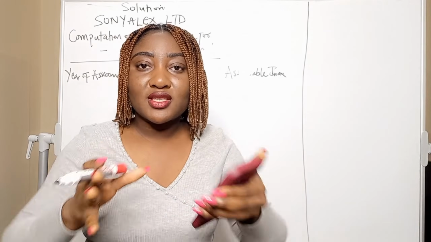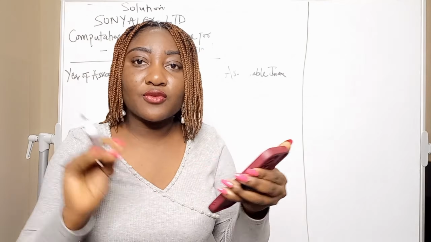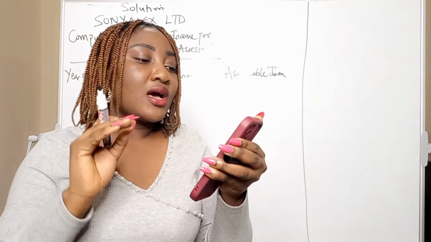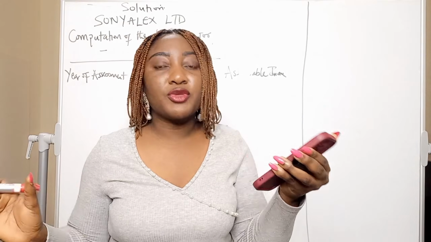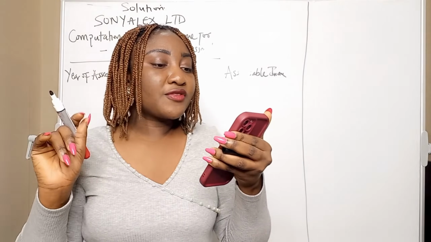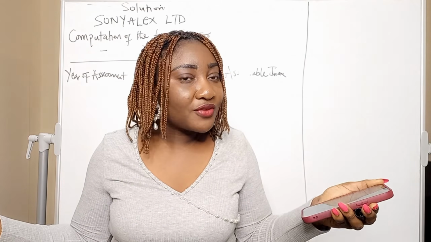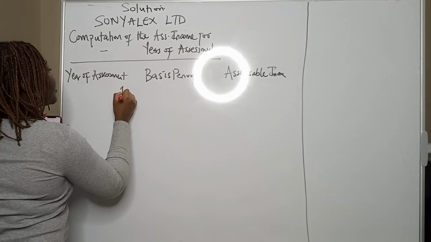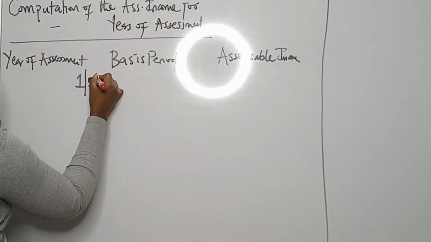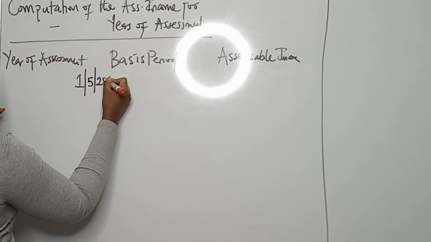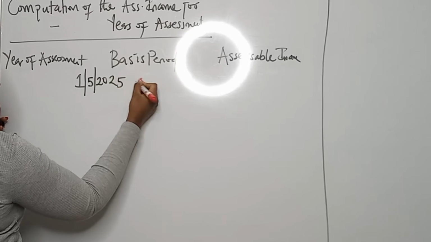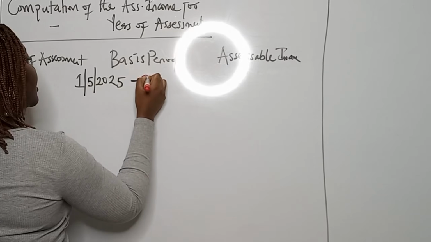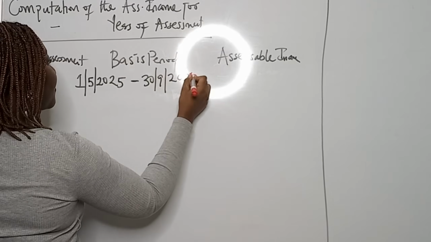So your year of assessment, don't bother yourself about it. You know the rule to get your basis period on commencement. Date of commencement. What is your date of commencement? Sony Alex commenced business on 1st of May 2025. So 1/5/2025 to 30th September 2025, because 30th September is the accounting year end. So you're going to have 1st of May 2025 when they commence business, that's the date of commencement, to 30th September 2025.